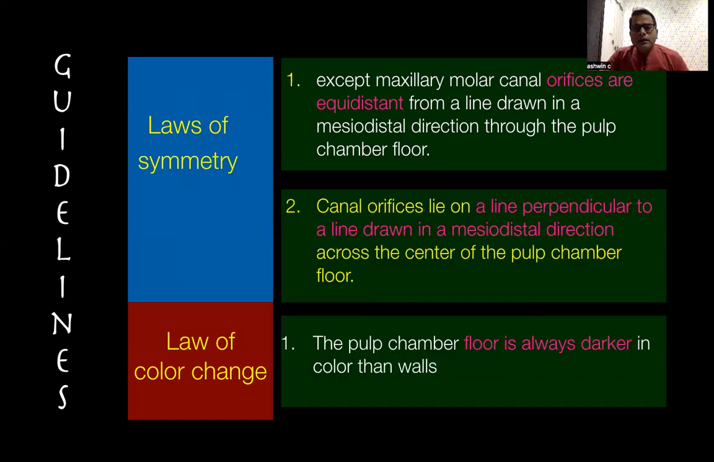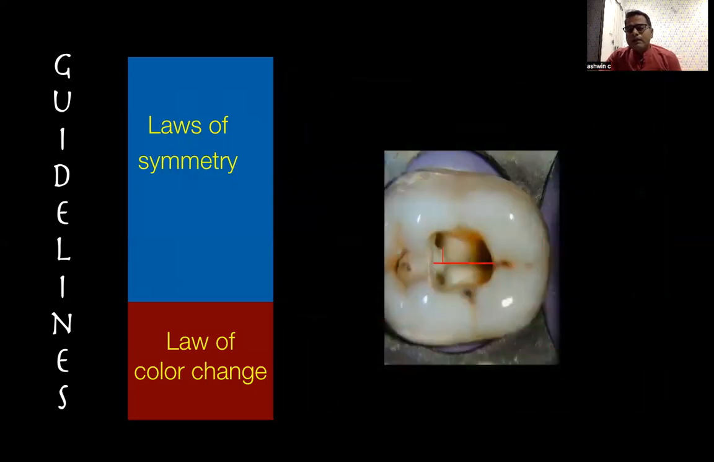The second law is: canal orifices lie on the line perpendicular to the line drawn in the mesiodistal direction across the center of the pulp chamber floor. That means the earlier line which I have drawn in the chamber at the floor, the orifice is always at a 90-degree angle. Okay, it is always at 90 degrees. It will never be like this or this, except in the maxillary molar.